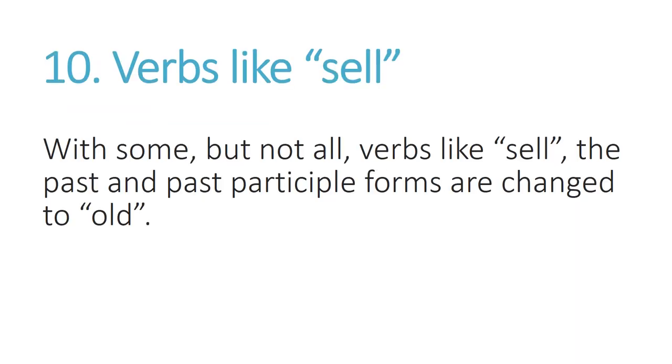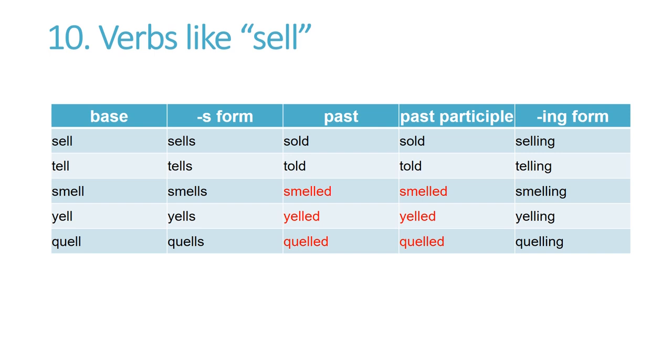Verbs like sell. With some, but not all, verbs like sell, the past and past participle forms are changed to old. Let's look at some examples. Sell, sold, sold. Tell, told, told. Now, not all of these follow the same pattern. For example, smell follows the regular pattern with the ed ending. Smell, smelled, smelled. The same goes for yell, yell, yelled, yelled. And quell, quell, quelled, quelled.